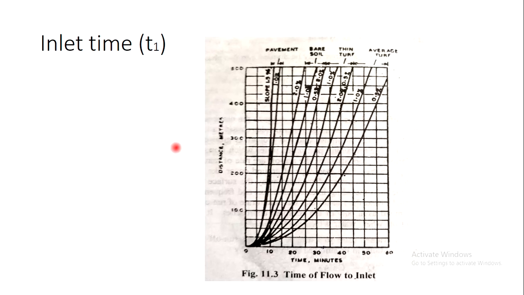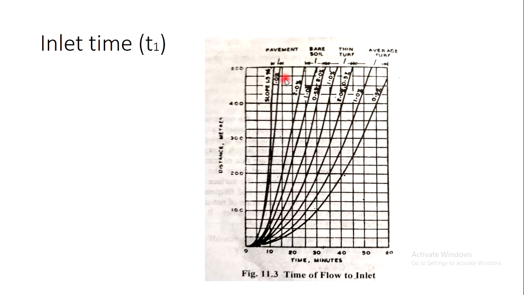Inlet time is the time taken by the water particle to reach from the farthest point to the inlet of the drain. This inlet time can be found by referring to this chart. In this chart, on the x-axis it is time in minutes, on the y-axis it is the distance in meters, and different lines are given for different types of surfaces and for different slopes.